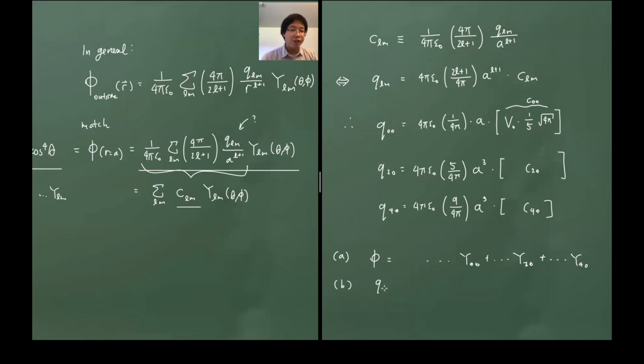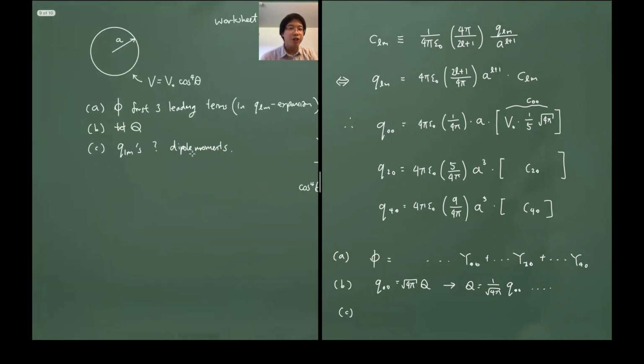Part B, all you have to do is notice that Q0 is proportional to the total charge, like that. So the total charge is just 1 over square root of 4 pi times whatever the resultant simplification of that is. And finally, to find the dipole moments, we're asking for total charge and the dipole moments. And since we don't have any L equals 1 term, that means there's no dipole moment. That means all the 1m terms are going to be 0.